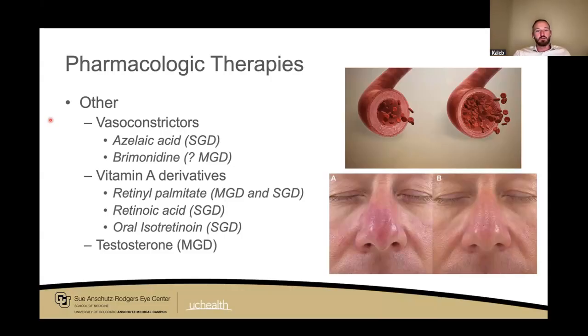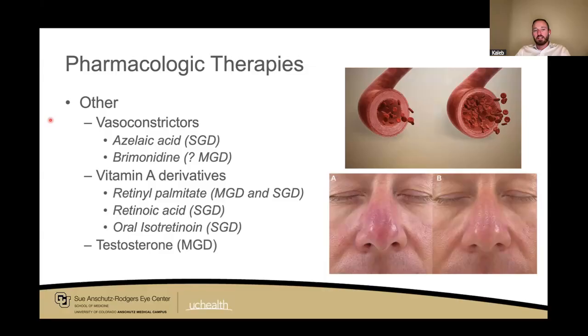Now, vitamin A derivatives is one area where we start to differ, I guess, with dermatology. So retinol palmitate is a weak vitamin A derivative that has been used in MGD and SGD. It's not really widely available in the United States. Things like retinoic acid, think your Retin-A products that are used on the face, your retinoids, there's over-the-counter ones, there's prescription ones. That's very helpful for sebaceous gland dysfunction.